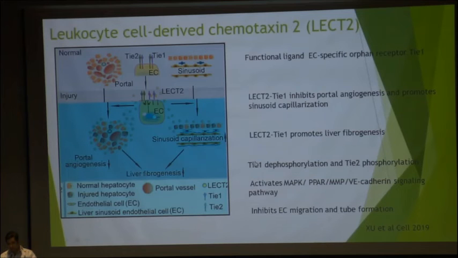How does it do that? It basically causes the dephosphorylation of the Tie1 ligand and the phosphorylation of the Tie2 ligand. It also activates the MAP kinase pathway, the PPAR pathway, and the cadherin signaling pathway, and also causes an inhibition of EC migration as well as tube formation, which, as we have noted, was the second part of any angiogenic mechanism.